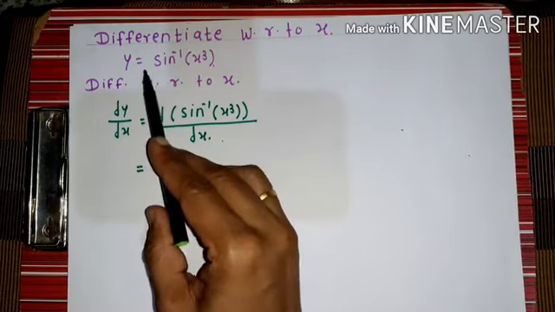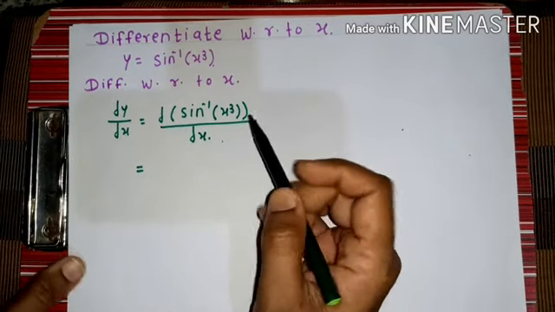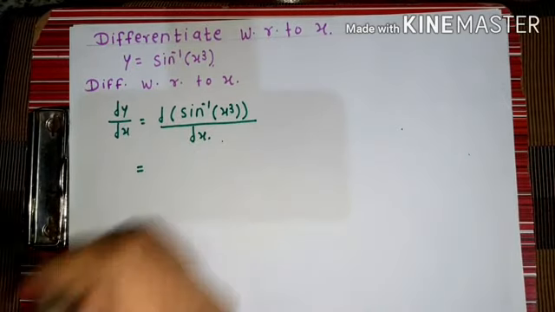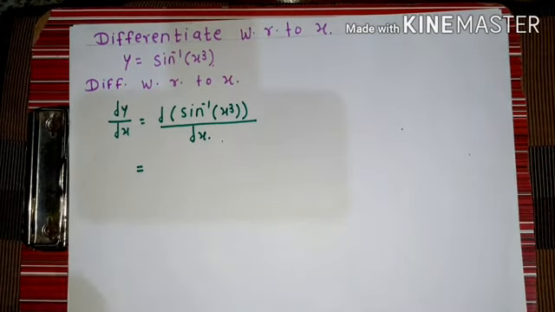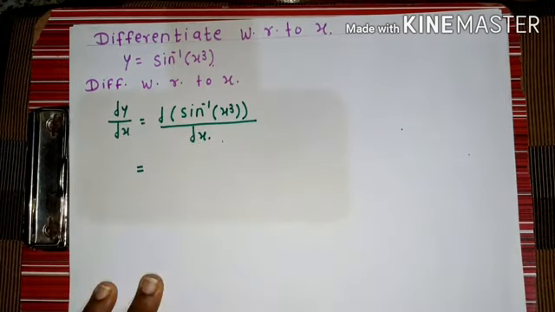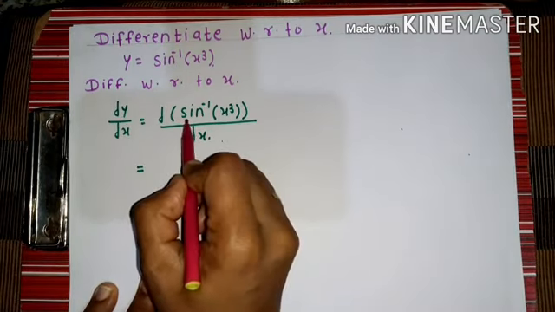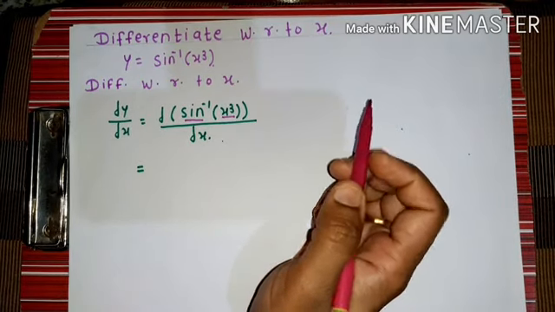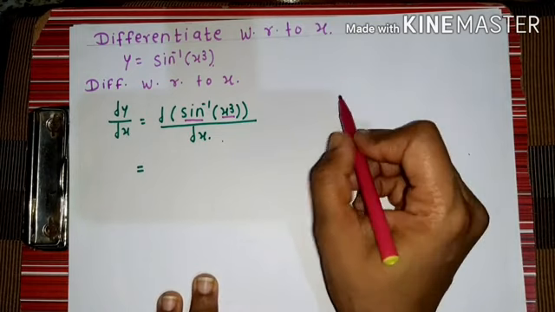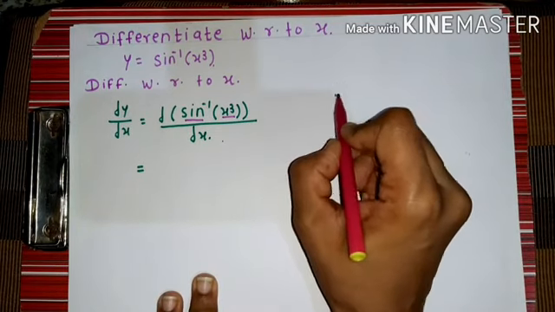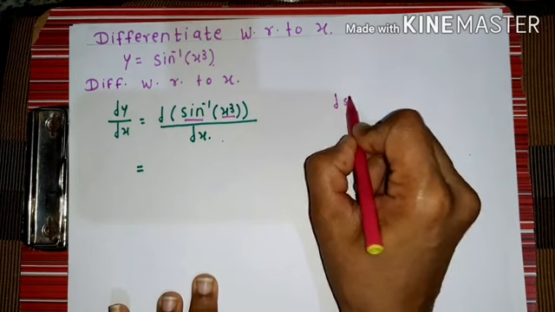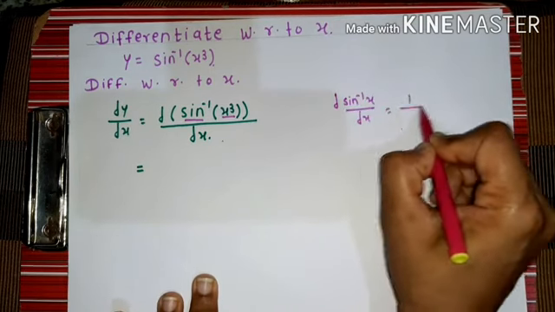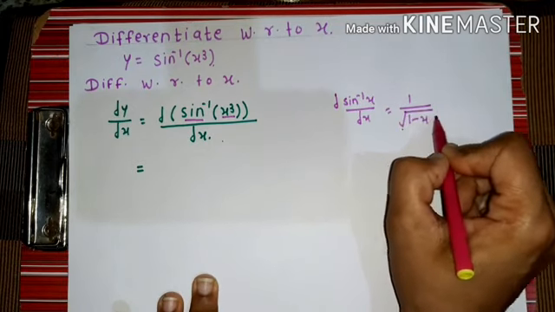Now differentiate y with respect to x. We get differentiation of y with respect to x. What is the y function? The y function is sine inverse of x cube. Therefore, differentiation of y with respect to x is differentiation of sine inverse of x cube. Okay. So, you know the formula for differentiation of sine inverse of x. What is the formula? That is differentiation of sine inverse of x with respect to x is 1 upon square root of 1 minus x square.